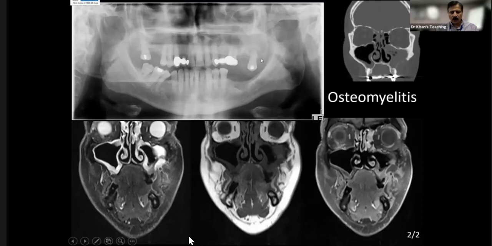Now, on this OPG, what is the key? I have intentionally not given you more sequences on CT and this. I have given you this OPG. If you concentrate on this part of the OPG and then tell me what is the etiology, what has happened, over to you.